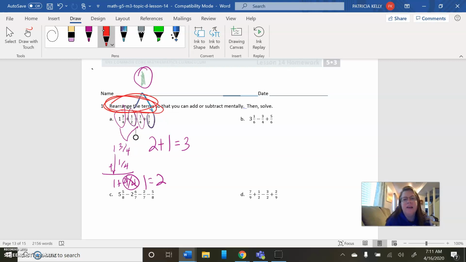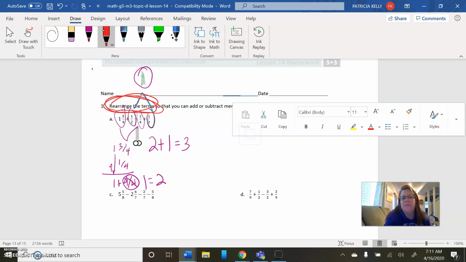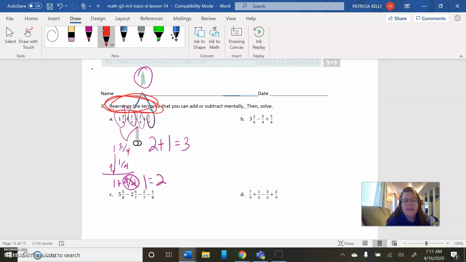If it didn't say that, we would be doing 3 1/6 minus 3/4 first, because that's the first part of the operation. But it gave us different directions. So we're regrouping, we're rearranging these. So we have 3 1/6, and what fraction has the same denominator? 5/6, right? And we're going to use the operation that's right in front of it. So we have 3 1/6 plus 5/6. We have 3 1/6, and we're going to add 5/6.